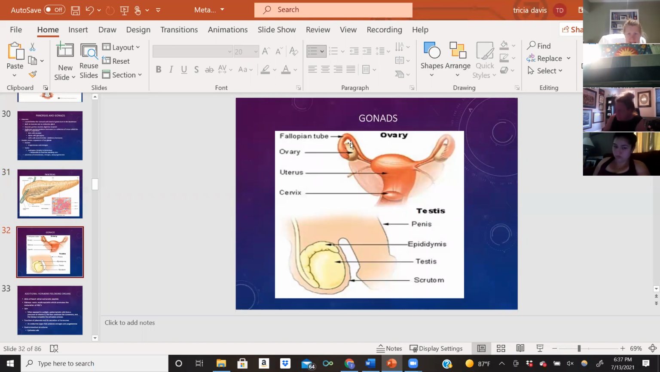And then this is the reproductive system for the women. So this is the ovaries. These long things right here coming off the side, that's your fallopian tubes. Connected to each one is an ovary. The middle part here is your uterus, and then this smallest circle down here at the bottom, that's going to be your cervix. And then, of course, for the men, obviously the penis. Inside the scrotum, this top part here is your epididymis. Then you have your testes, and then your scrotum.